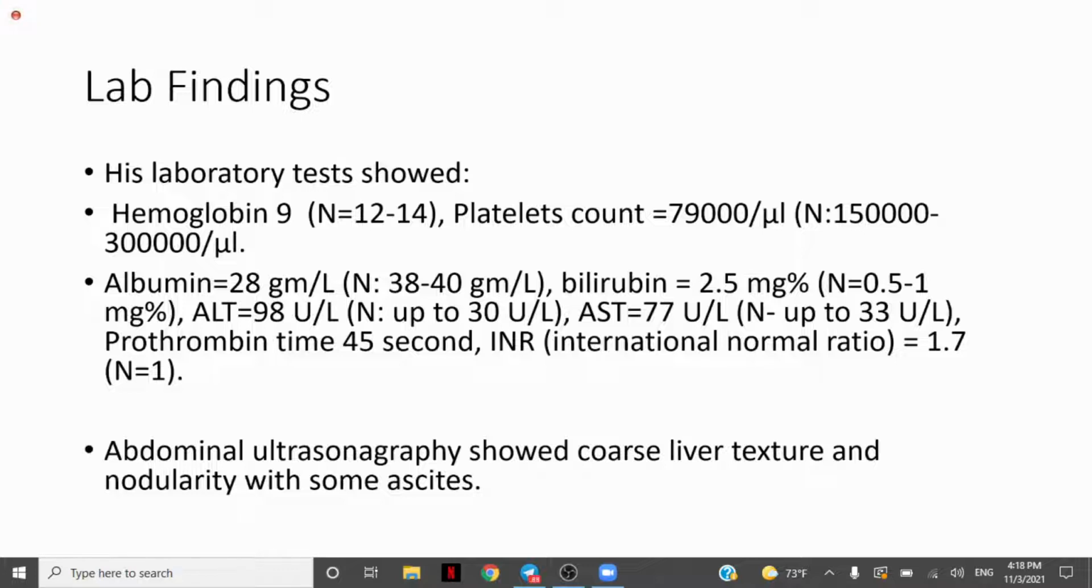Liver injury. Liver injury, excellent. Hepatocytic injury means the hepatocytes are injured. Something is happening that causes death of the hepatocytes.